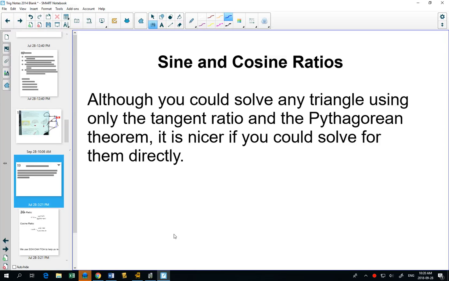So I mentioned it before, this idea of SOHCAHTOA as a way to help us remember our definitions. We've already learned that tan was the opposite over the adjacent. And so although we could do everything with tangent and a squared plus b squared equals c squared, sometimes it was just like, oh, it would be so much nicer if I could just do it directly. So having all the ratios allows us to not have to use a squared plus b squared equals c squared and just solve things directly.